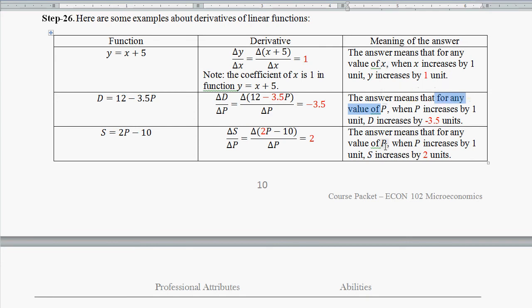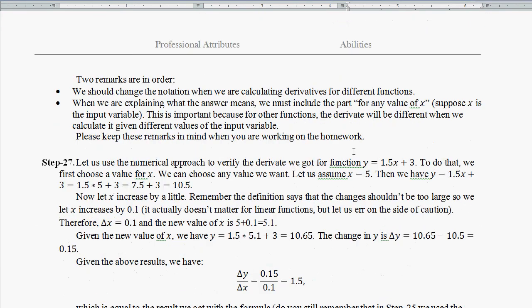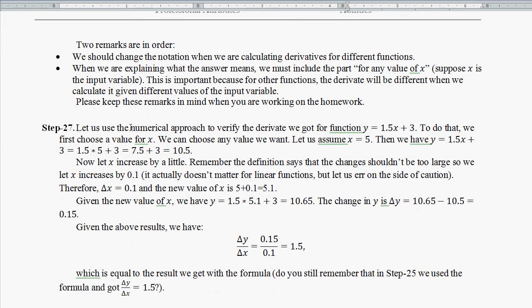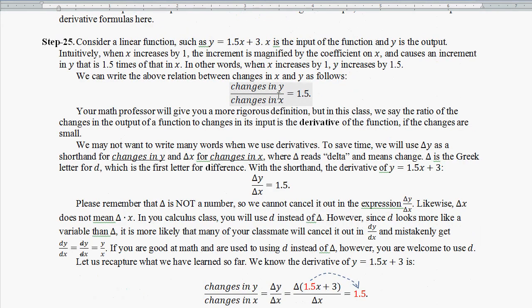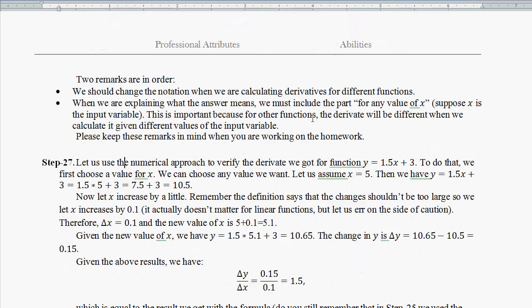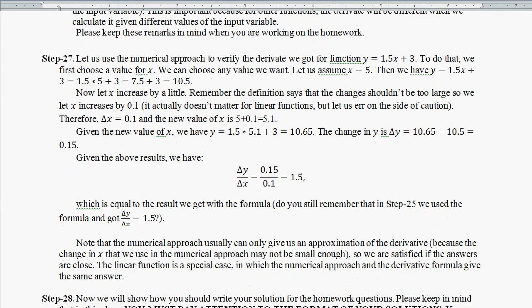Okay, now let's learn something new. Let's use the numerical approach to verify the derivative formula we got above. Here we say when x increases by 1 unit, y increases by 1.5, or in other words, the change in y is 1.5 times the change in x. Is that true? The derivative formula tells us it's true, but let's use a numerical approach. Plug in some numbers and see if that's true. This is an alternative approach. If we get similar answers, then it's good. Otherwise, we're going to have some problem.